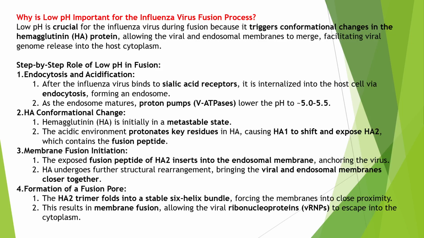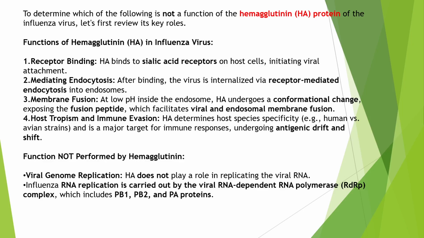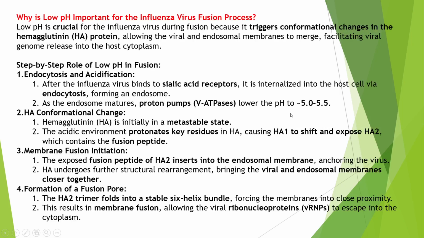Next, why is low pH important for influenza virus fusion process? So we read that at low pH inside the endosome, HA undergoes conformational change. This exposes the fusion peptide, which facilitates viral endosomal membrane fusion. So low pH is crucial to trigger the conformational changes.